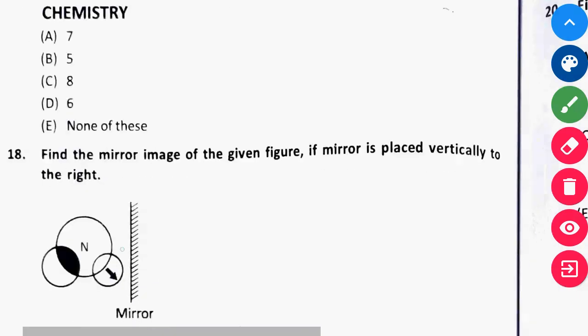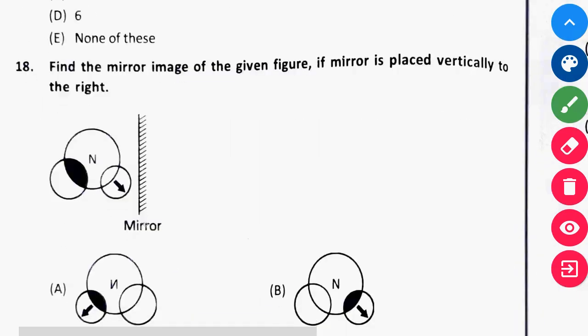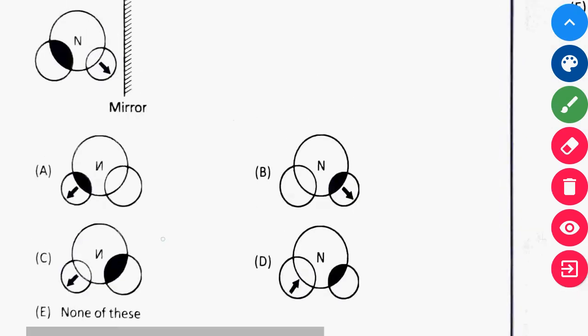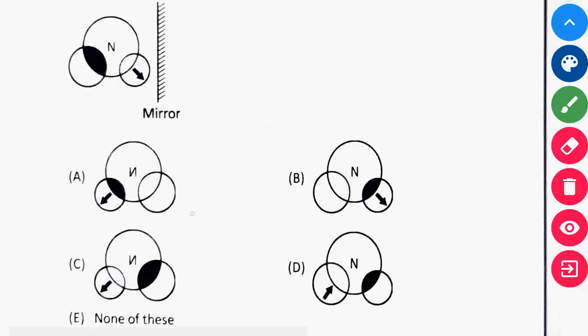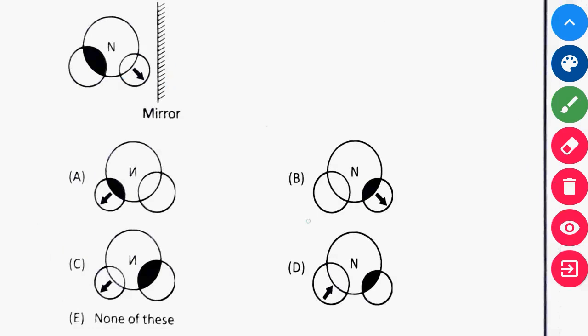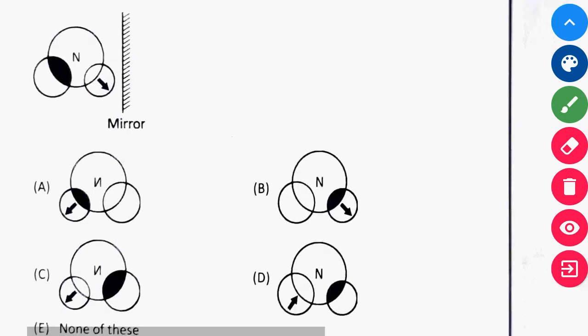Okay. Now find the mirror image of the given figure. Just look at the figure and you can find how it looks in the mirror. So this circle will come near the mirror and it is pointing towards the mirror. So the figure will look like this. So either option A or option C is your answer. So you can easily find which is your answer.